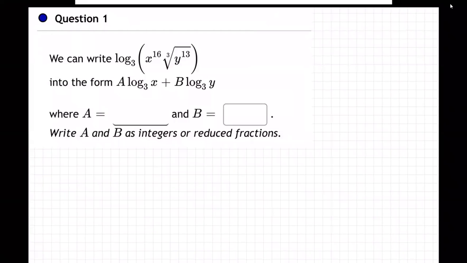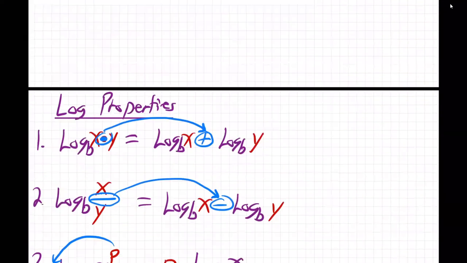Okay, so on this question, we want to solve, well, I don't know if it's solve, it's not an equation, but we want to rewrite this big log expression in this format. Basically, we want to take this one log and break it into two logs. That's the name of the game. One log becomes two. So how do we do that? Well, let's refer to the log properties.